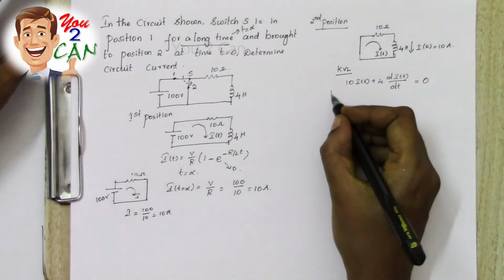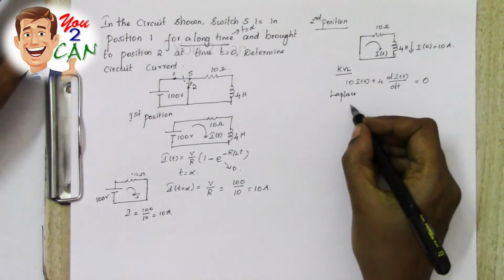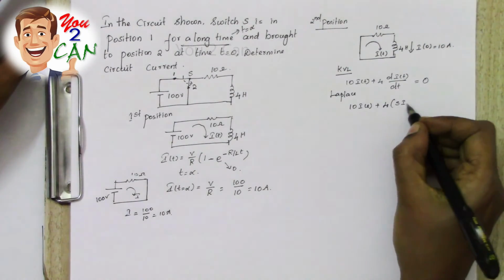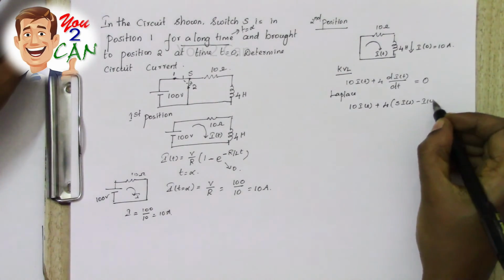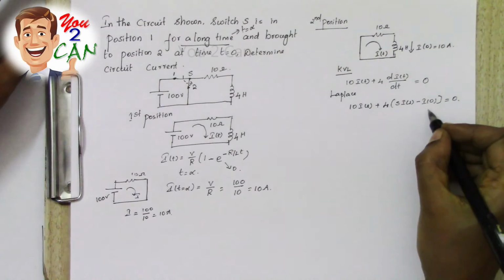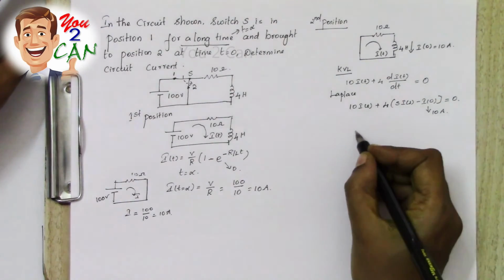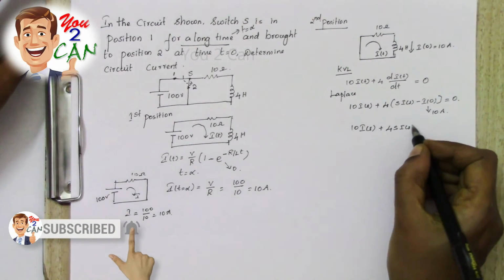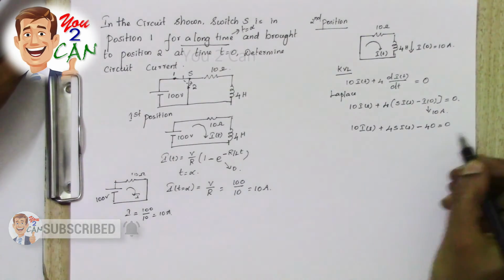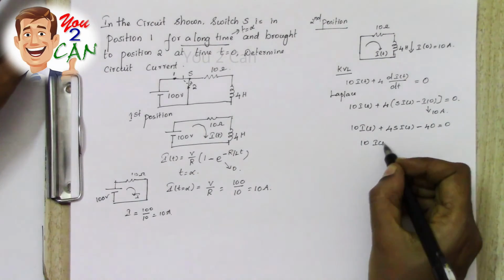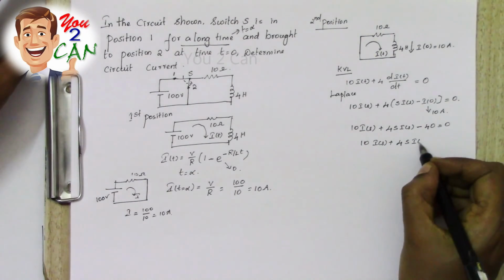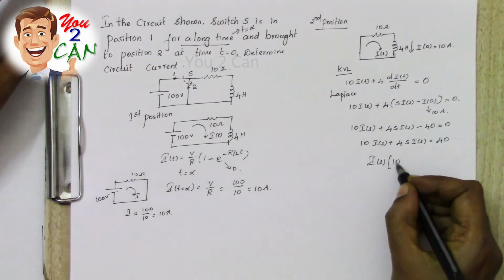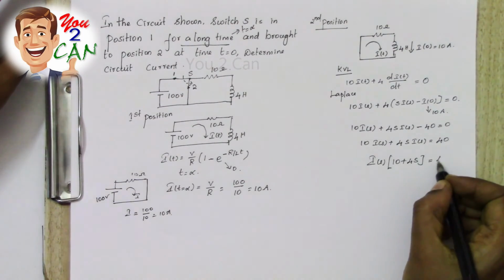Now apply Laplace. 10 I of s plus 4 into s I of s minus i of 0 is equal to 0. This i of 0 is 10 amps. Now 10 I of s plus 4s I of s minus 40 is equal to 0. So 10 I of s plus 4s I of s equal to 40. Take I of s common outside, it is 10 plus 4s, is equal to 40.